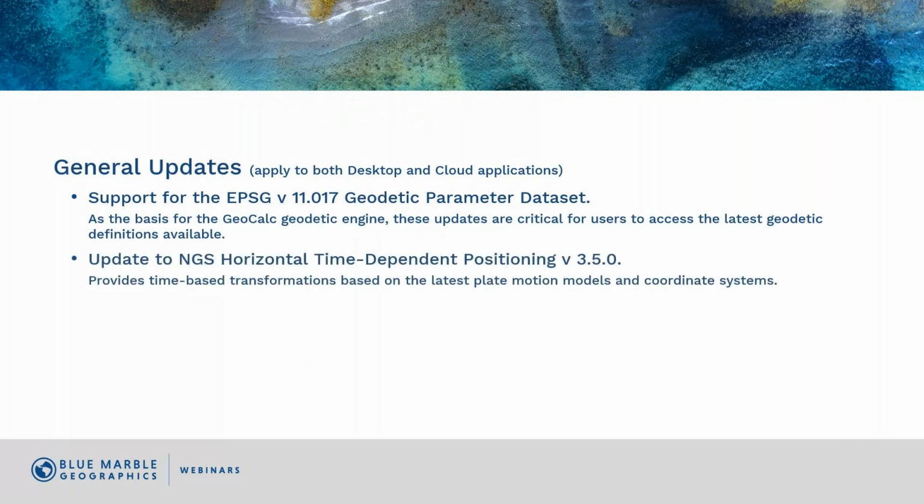We've also updated the National Geodetic Survey's Horizontal Time-Dependent Positioning system, HTDP, to version 3.5.0. And the big feature in that is that they've added ITRF 2020 to the mix. And so we are now up to date with that.